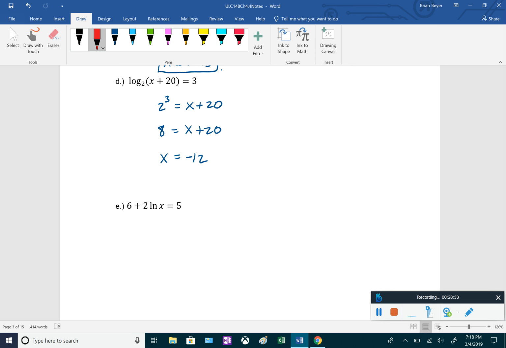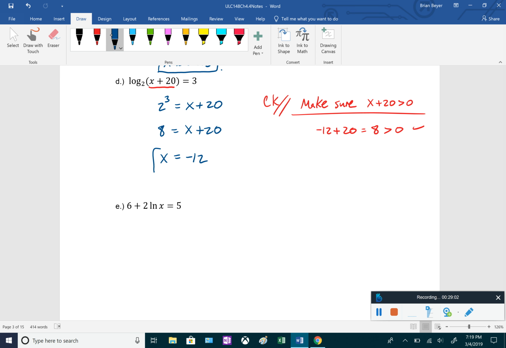So we have to check this. Don't make the mistake in thinking that we got a negative, so automatically we have to omit it. We have to make sure this input is positive, not our answer. So we have to make sure x plus 20 is positive. That's going to be negative 12 plus 20, which is positive 8, which is positive, obviously. So that checks out and that works. So that's going to be one of our answers.